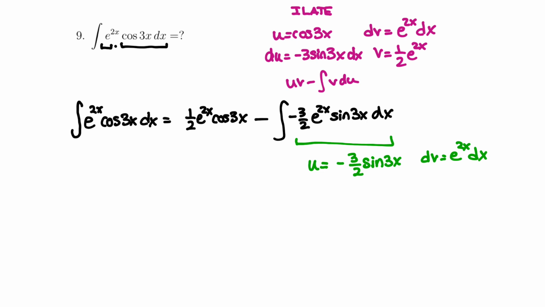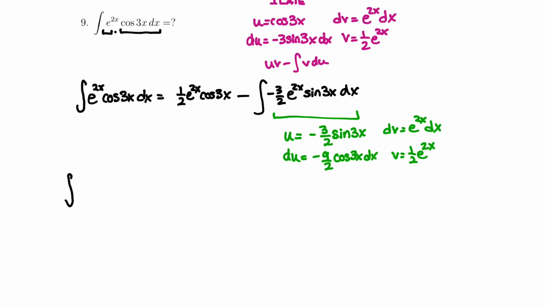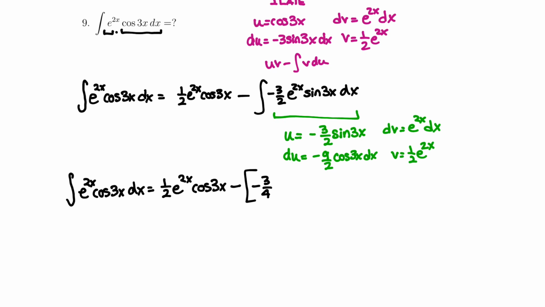Are you guys finding me the derivative in the du and the v part? So now you're taking your derivative. This is going to give me minus 9/2 cosine of 3x. Derivative of sine is cosine, times the derivative of 3x is 3. 3 times 3 is 9. Antiderivative is 1/2 e to the 2x. Okay, you got to make this a little smaller. Hopefully, you guys have a lot of space on your page to make a nice long integral right here. Minus this, which is uv minus the integral of v du.